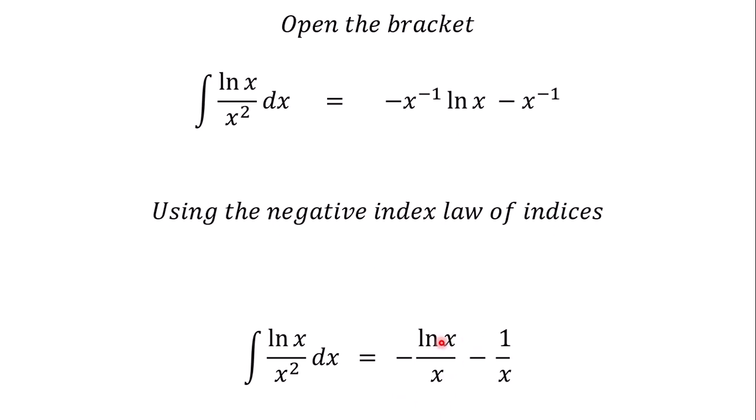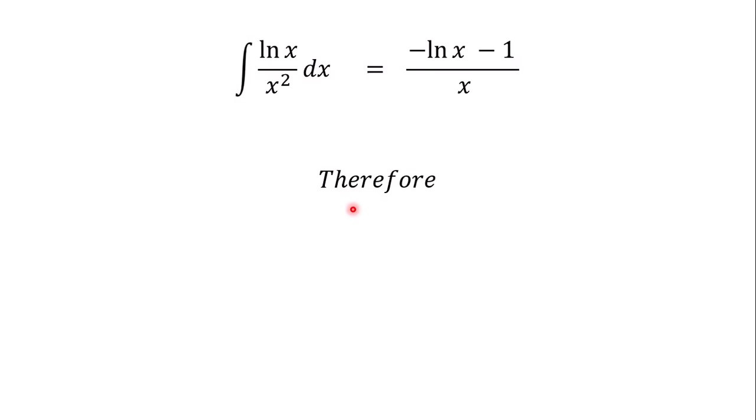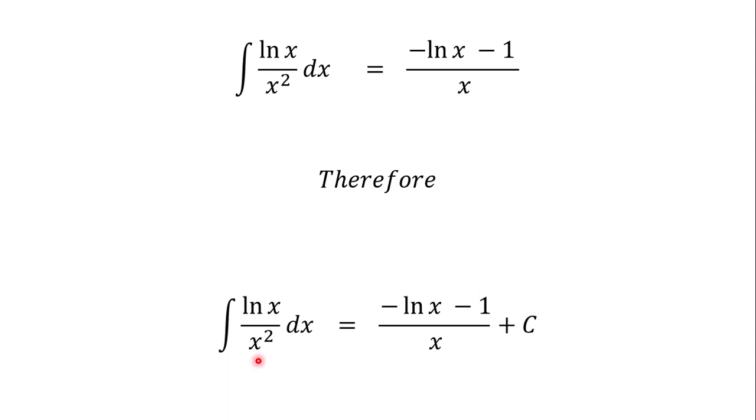Now here we just add the numerators because the denominators are the same. Okay, and that's going to give us minus ln x minus 1 all over x. Therefore, this will be equal to this one plus c. Therefore, the integral of ln x over x squared dx is equal to minus ln x minus 1 all over x plus c.